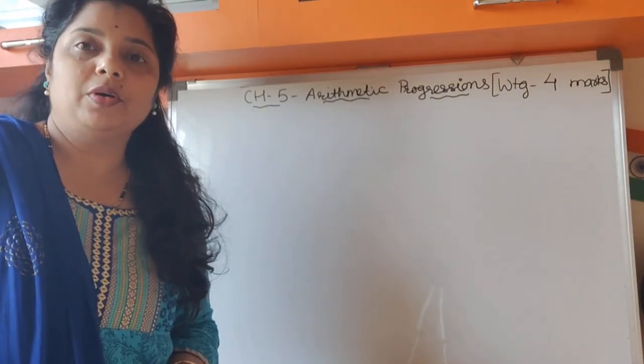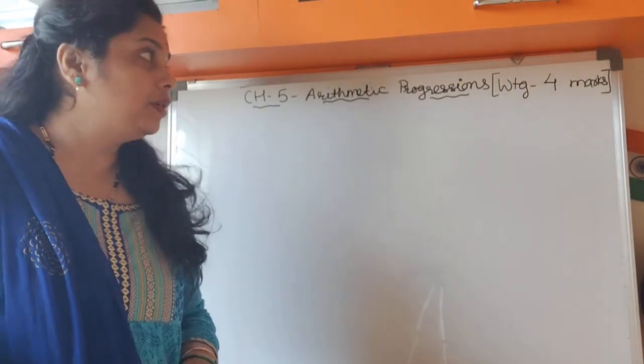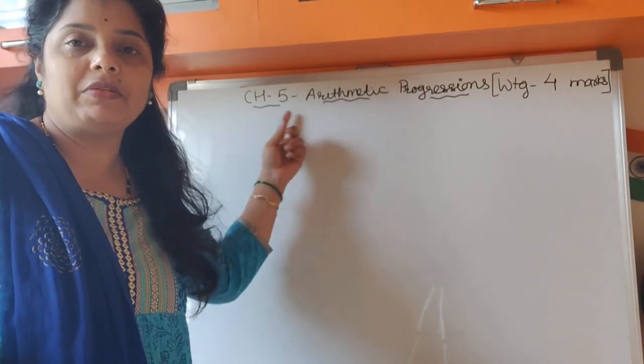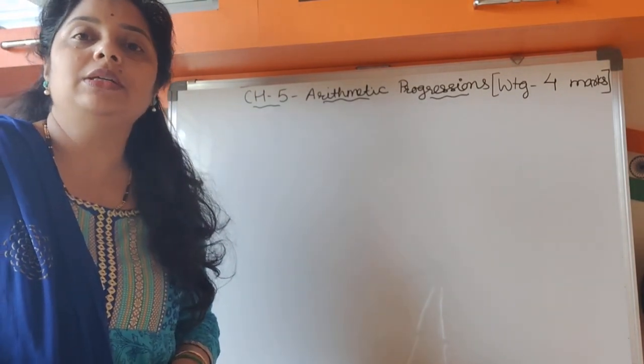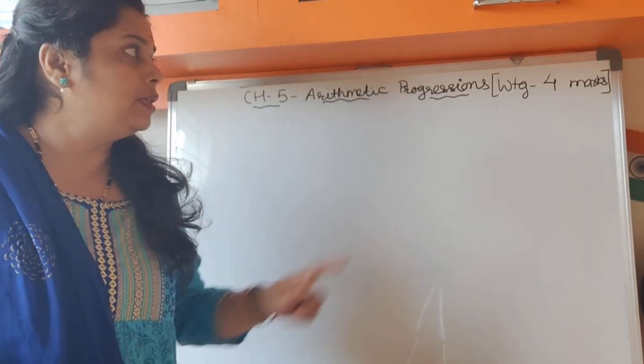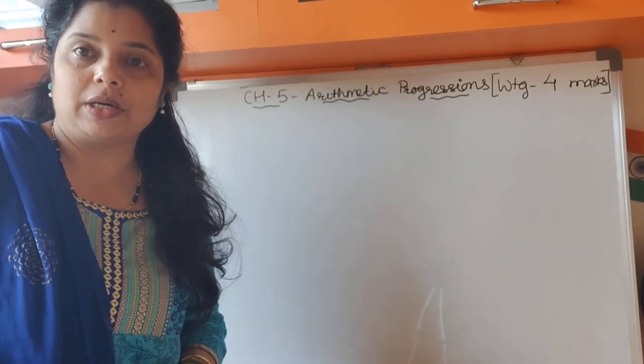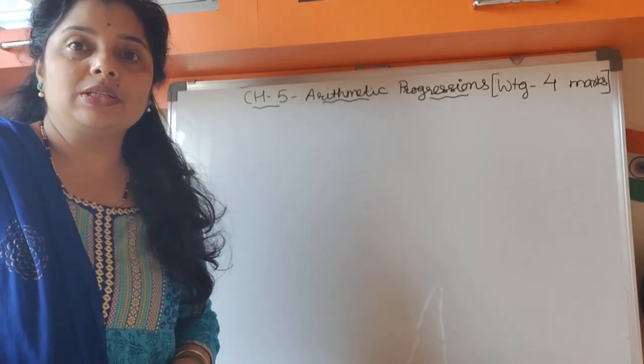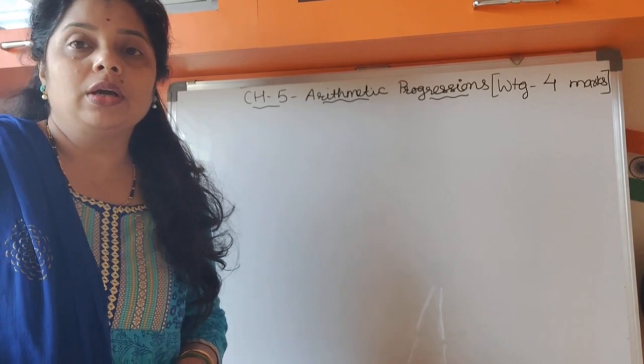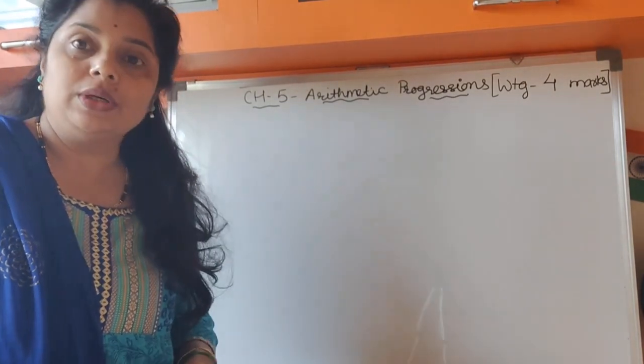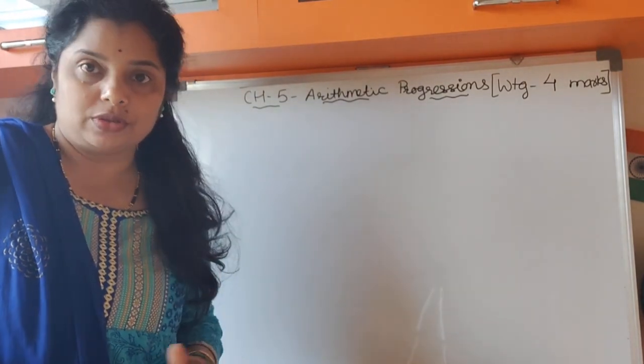Hello everyone, good morning. Let's begin with the new chapter number 5, arithmetic progression. Its abbreviation is AP and its weightage in board is 4 marks. So first of all, to understand the arithmetic progression, it is better to understand what a sequence is first.